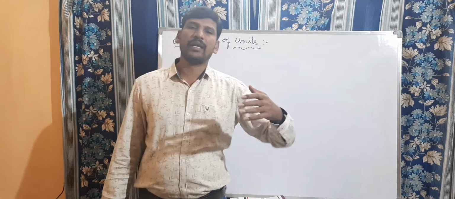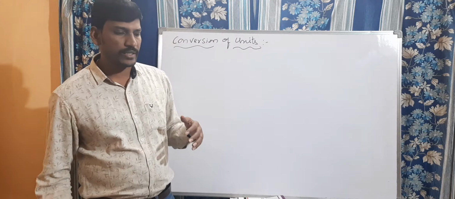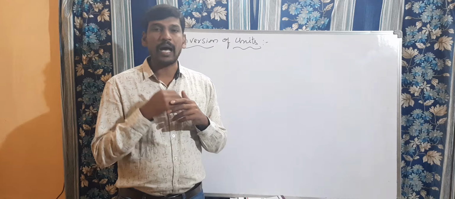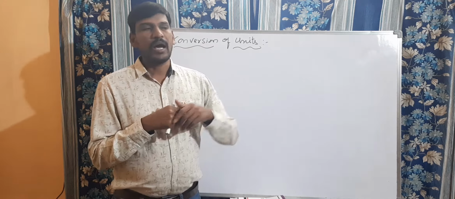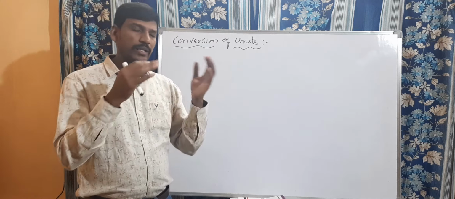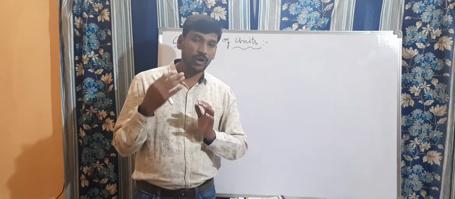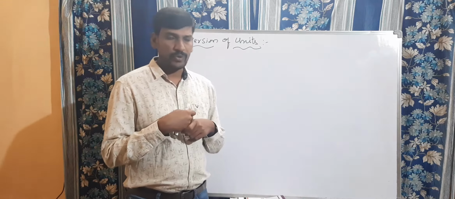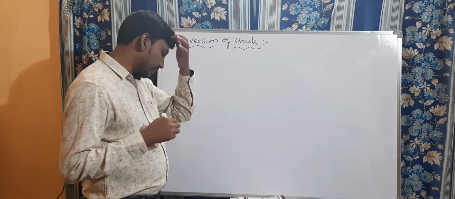Now in this concept, we are going to discuss that 1 centimeter square equal to how many millimeters, or 1 kilometer square equal to how many meter squares. So these are the conversion of units. 1 hectare equal to how many meter squares we are going to find out now. Okay. Now conversion of units.